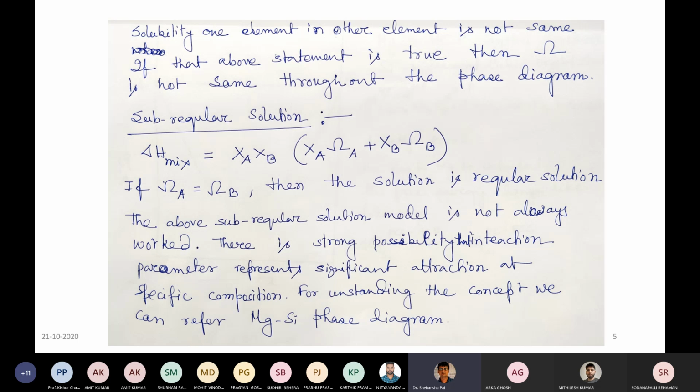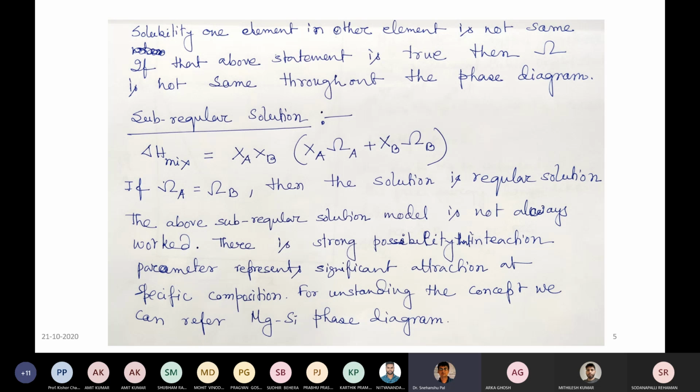So again, we have to extend the regular solution model to a certain extent so that we can get close to reality. If the above statement is true, then tau is not the same throughout the phase diagram. Already we understood. So now we are going to introduce the sub-regular solution model.